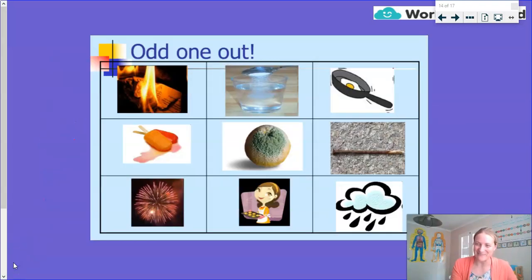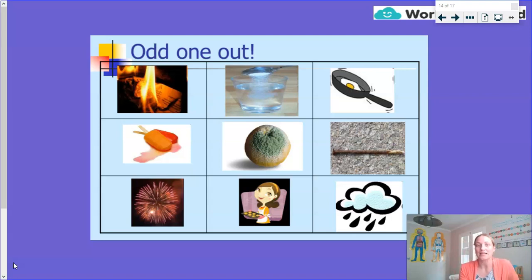So now let's come back to that odd one out and see if you could pick up the odd one out from each of the rows and columns, thinking about which of the pictures demonstrates a chemical, irreversible, remember, reaction, which show a physical change, which is a reversible one.